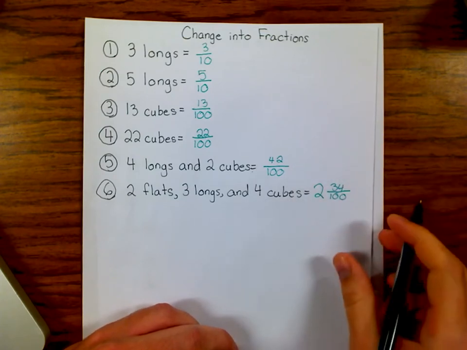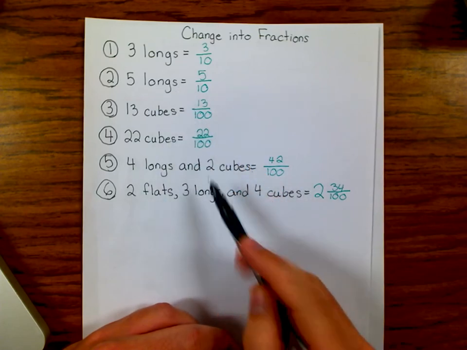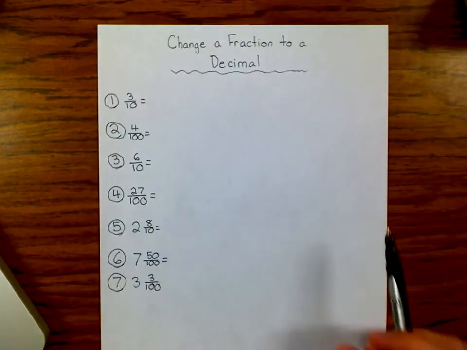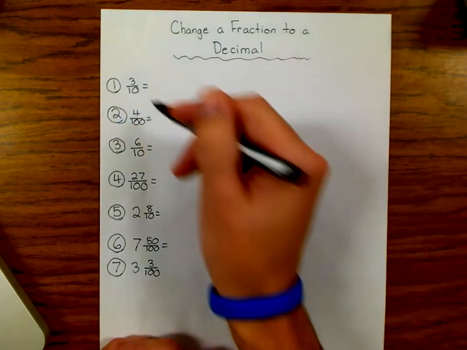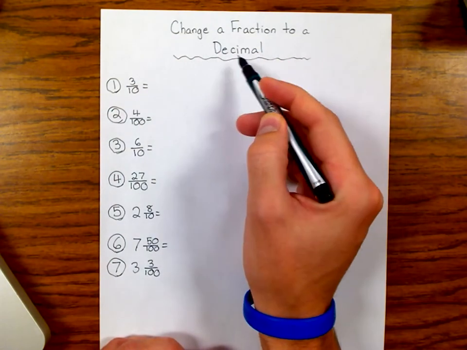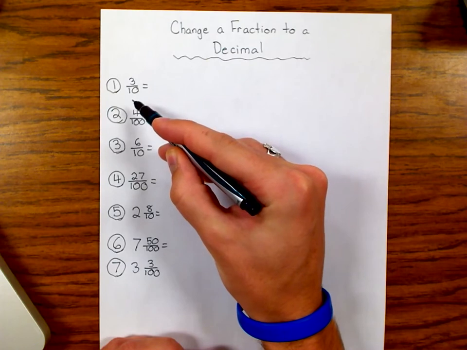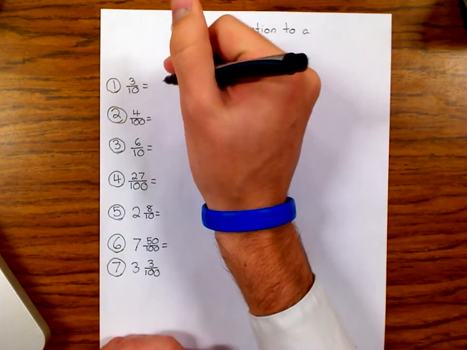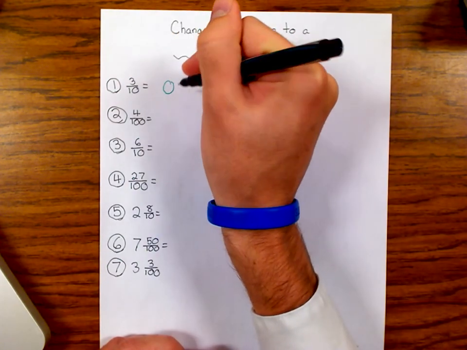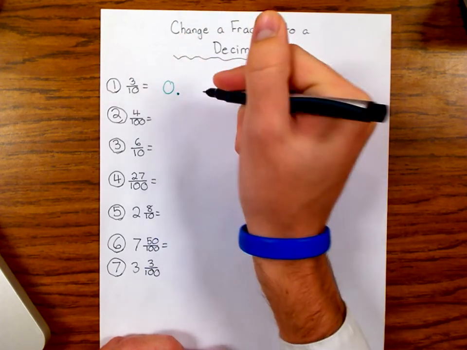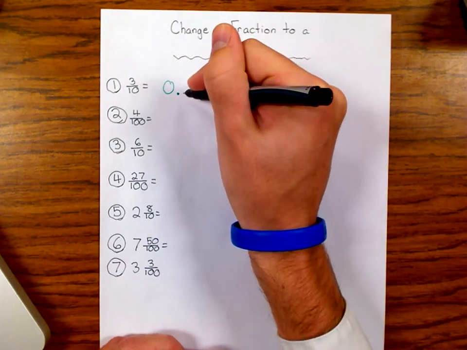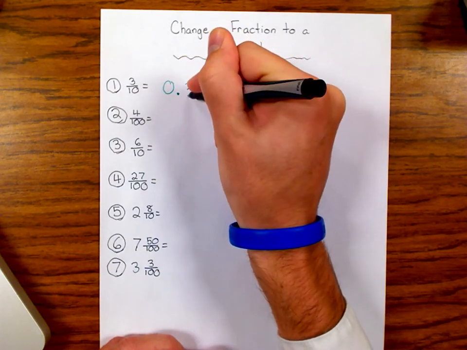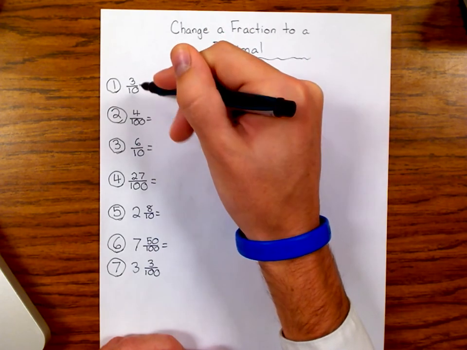Now, let's try something different. Since we can change longs, flats, and cubes into fractions, what I want to do this time is turn my fractions into decimals. So we can see here that we have 3/10. Now I'm going to change a fraction into a decimal by first looking at the bottom. I can see it's out of 10, so I know that the place value I have to go to is the tenths place. Now, I always should start off with my 0 if there's no whole numbers. Then I have my decimal. Now, I know that the tenths place comes right after the decimal. It's the first one. So I need to put 3, so that would look like this. 0.3, or 3/10.